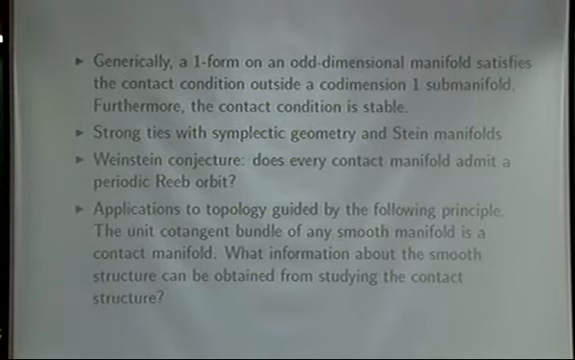So does every contact manifold admit a periodic Reeb orbit? This problem is known as the Weinstein conjecture. And of course, this is important because it's basically rephrasing. You can rephrase the question as: are there periodic orbits in Hamiltonian systems if they are nice enough?